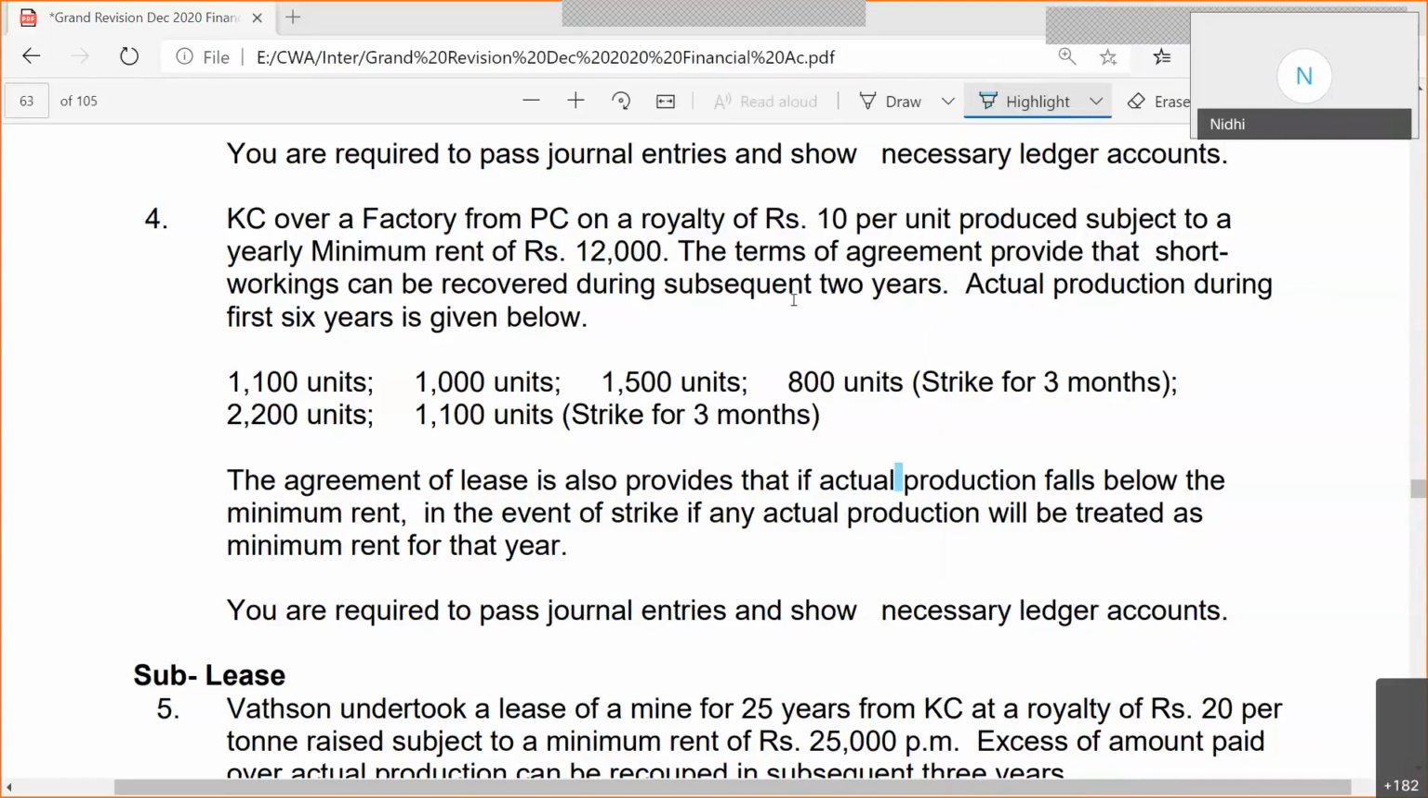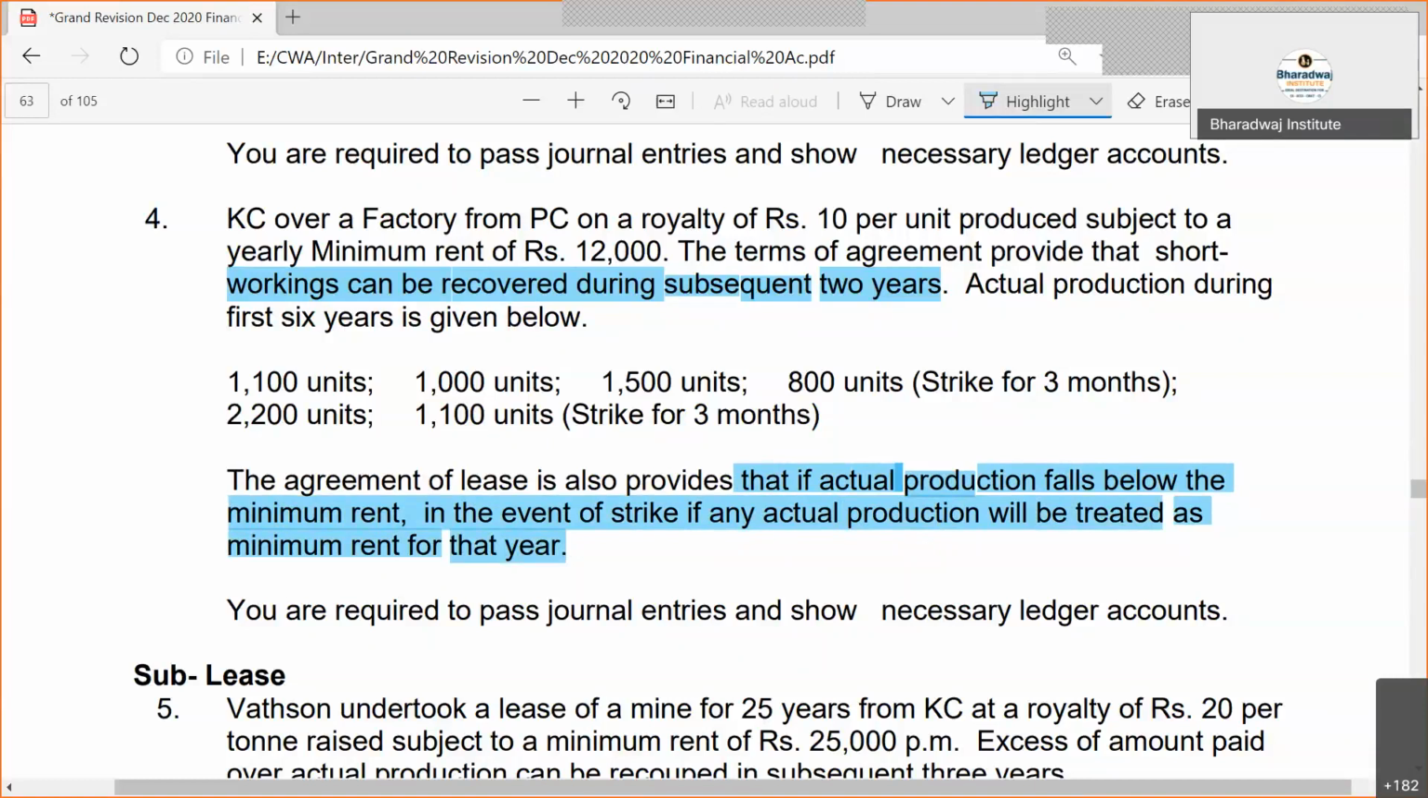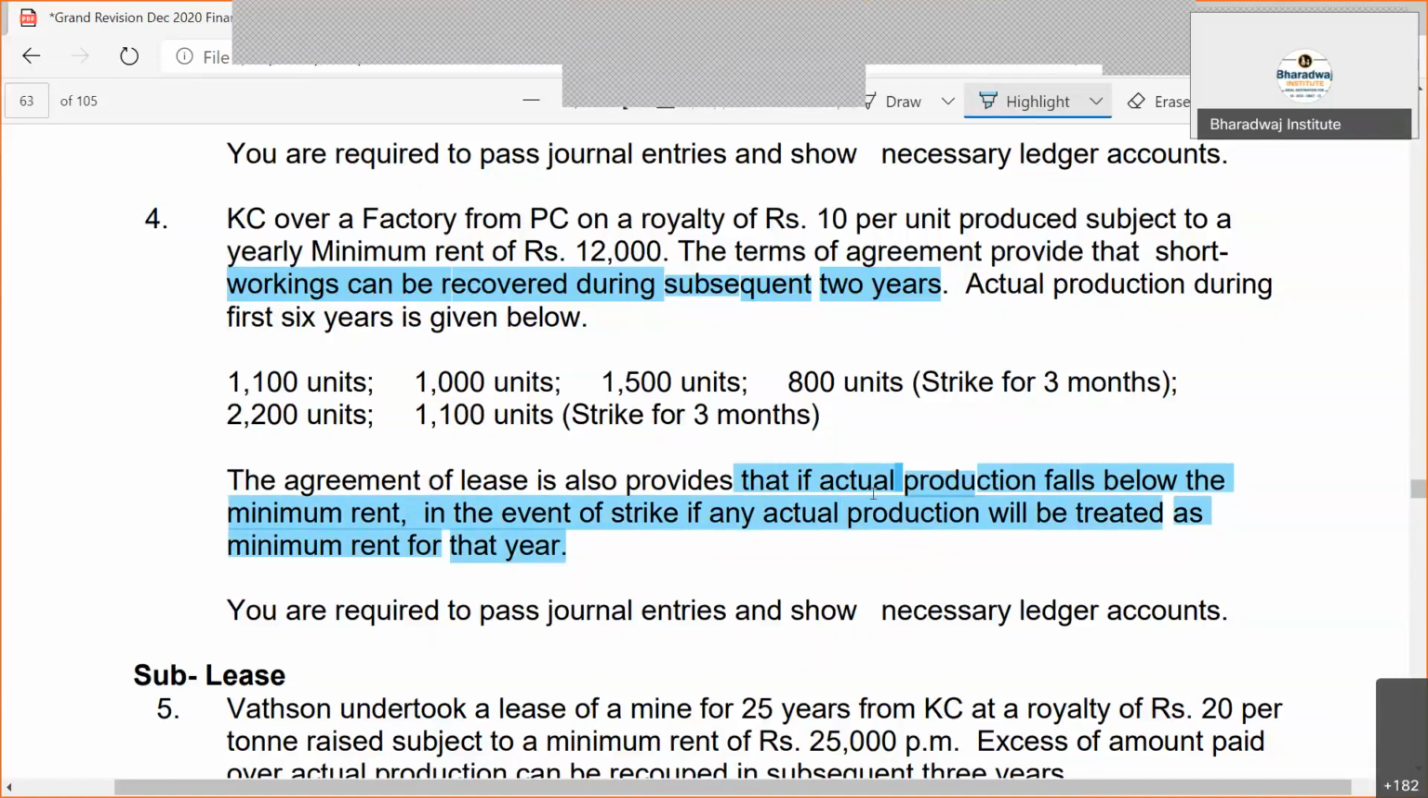Again, I'm highlighting the features. Short workings can be recovered during the subsequent 2 years. This is same. If the actual production value falls below the minimum rent, that will be taken as a minimum rent for that year. So the only difference is flexible recoupment in this problem. For this, we are going to prepare ledger accounts using a shortcut.